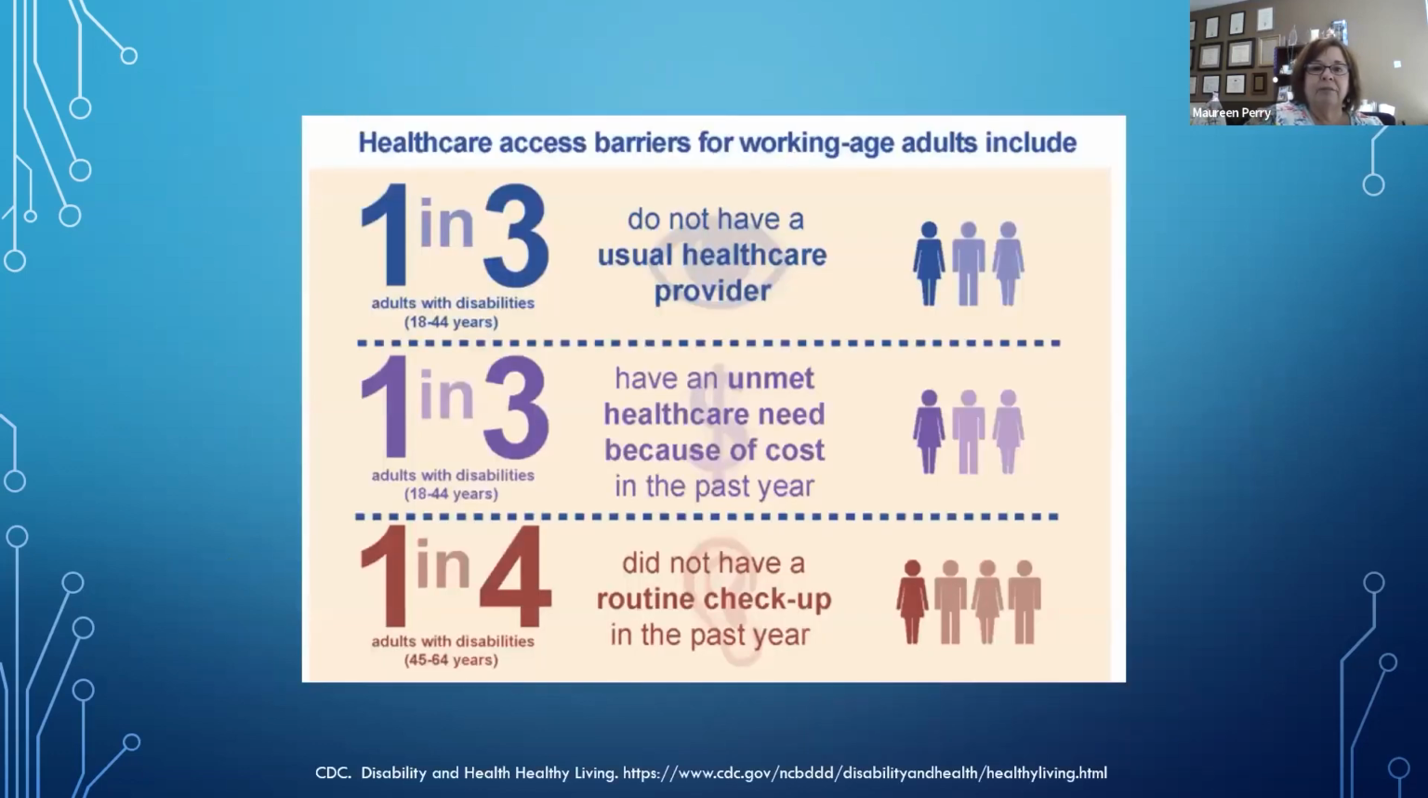Again, what kind of barriers do we see in what we would call working age adults, right? So we think about that 1 in 3 adults with a disability does not have a PCP, doesn't have a healthcare provider. They might have an unmet healthcare need because of cost. So many people are covered by Medicaid, or here in Arizona, that'd be Access, right? So people are covered under Medicaid, and maybe they can't afford it if there's a copay, or maybe it's something that's not covered. And that's, again, 1 in 3.